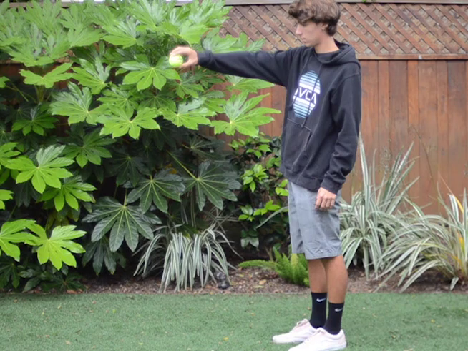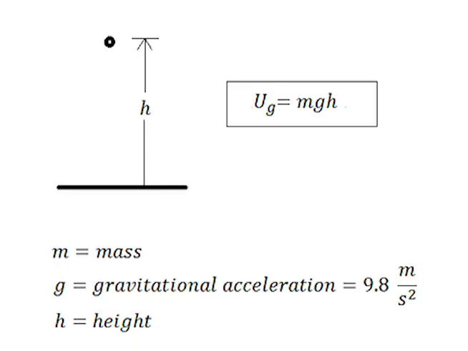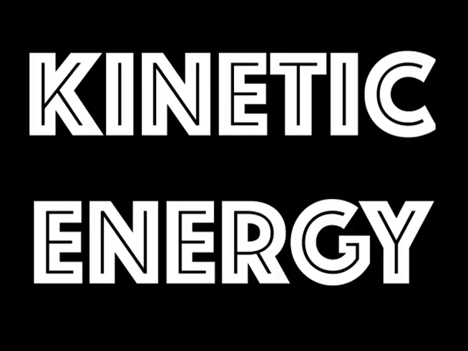Gravitational potential energy is stored in objects that have the potential to fall under the influence of gravity. This ball has gravitational potential energy because it can fall. The formula for gravitational potential energy is U_g equals mgh, where m is the mass of an object, g is the acceleration due to gravity, and h is the height of the object.